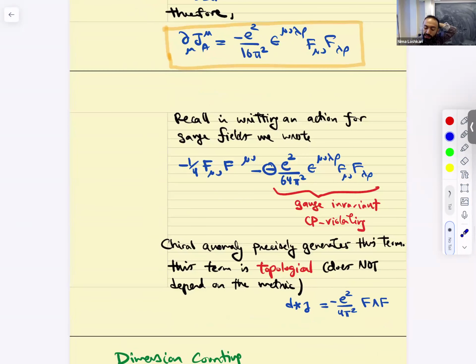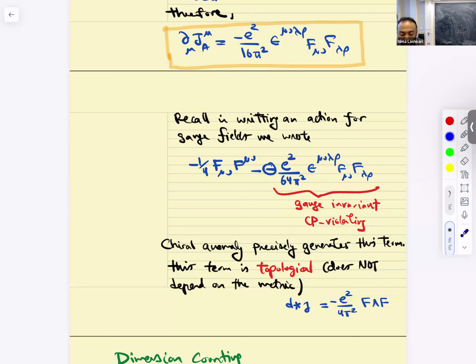Recall that in writing the action for gauge fields, we wrote minus 1/4 F mu nu F mu nu. There was this theta, the coupling for the size of this term. I said that this is conventional. Remember, to get E squared, I called it G squared over 64 pi squared. Now you see why, because of this expression, epsilon mu nu lambda rho. This is the CP violating gauge invariant term.